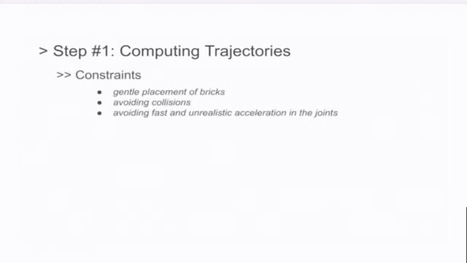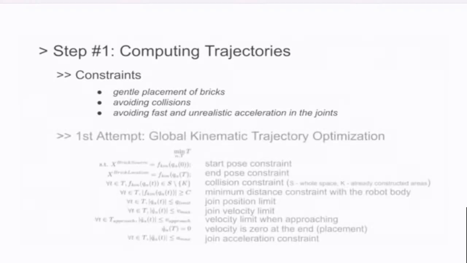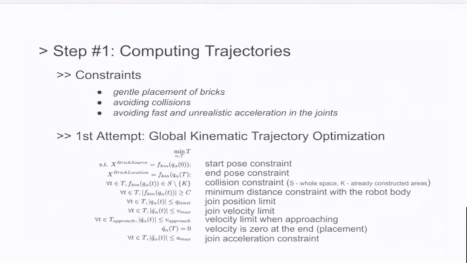After parsing the floor plan and constructing poses for each brick, the first step is computing trajectories under a set of constraints that will guarantee gentle placement of the bricks, collision avoidance, and also avoidance of high velocities and unrealistic accelerations in the robot joints. As the first attempt, I tried using global kinematic trajectory optimization on joint positions to optimize end-to-end trajectories from the source to the destination with a large set of constraints shown below.